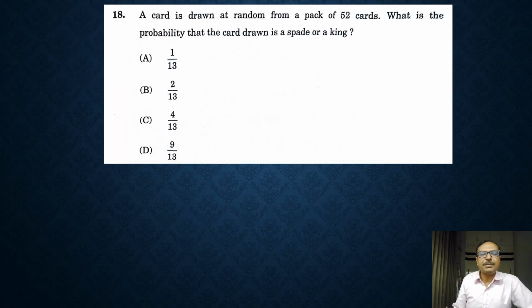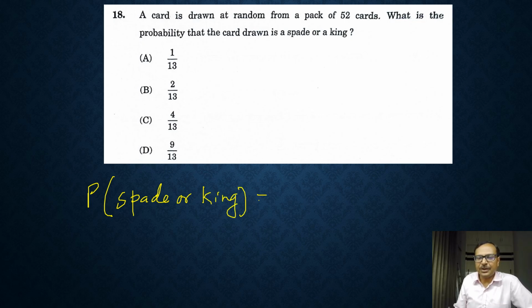Let's move on to question number 18. A card is drawn at random from a pack of 52 cards. What is the probability that the card drawn is a spade or a king? Okay, so we have a little twist in the question, so we need to be careful. How many spades are there? 13 spades, right? So 13 are favorable, plus how many kings are there? 4 kings, right? So 4 kings are favorable, but in doing so, we have the king of spades also.